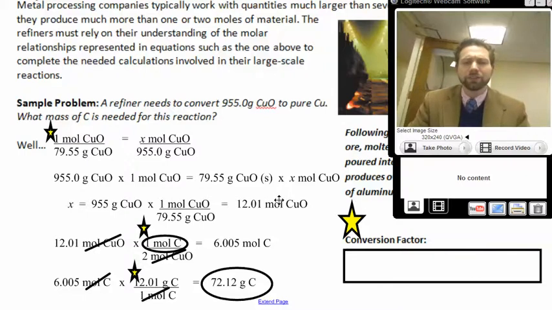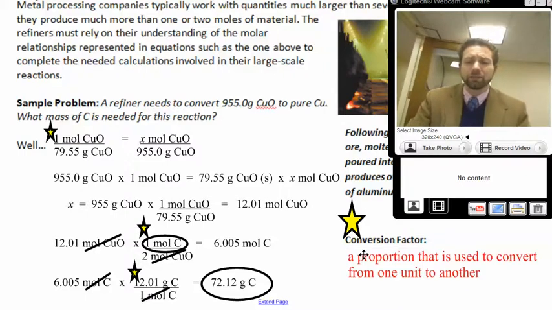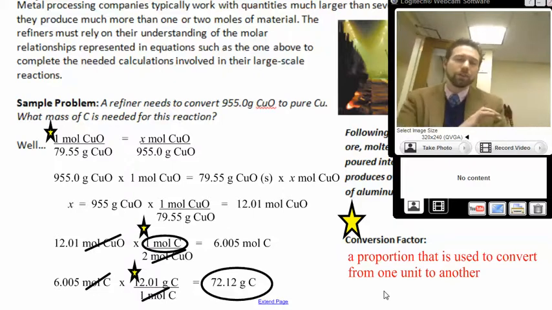What is a conversion factor then, you might ask? A conversion factor is a proportion that is used to convert from one unit to another, so from grams to moles, moles to grams. We use those often.